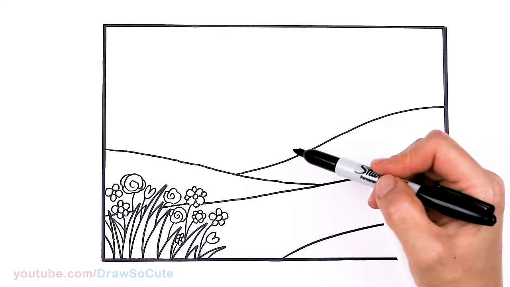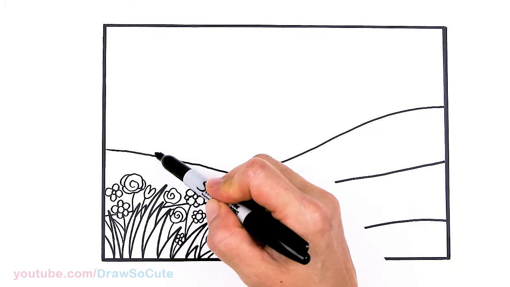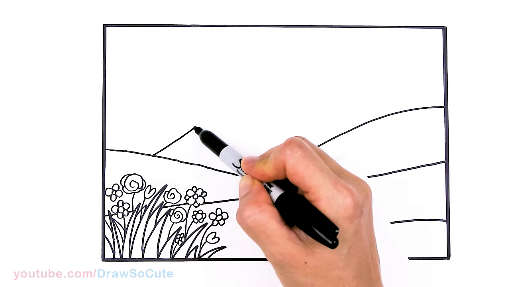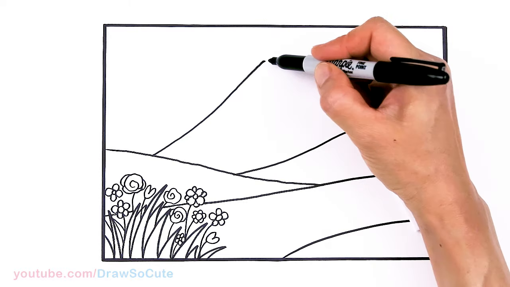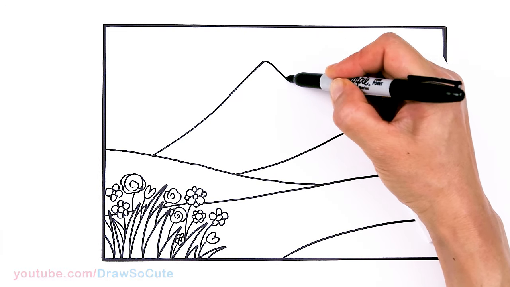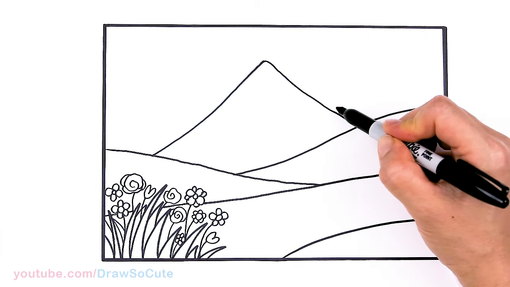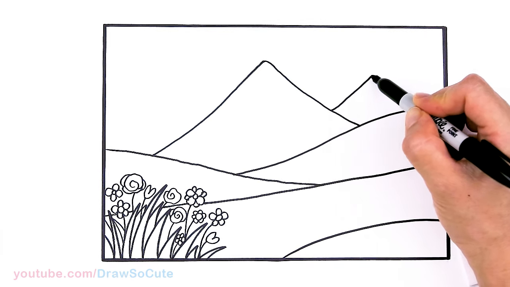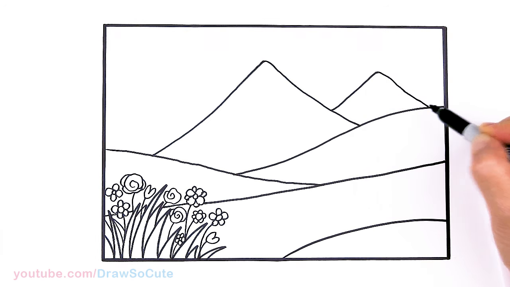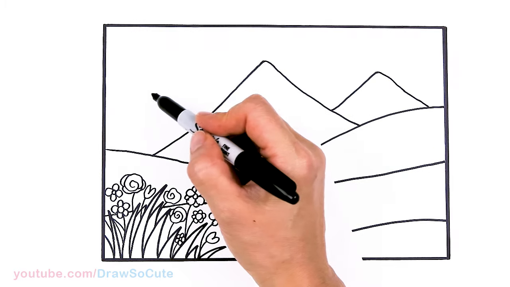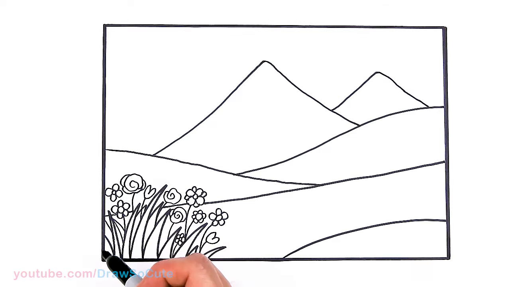Now I'm going to draw the mountain. So I'm going to come about right here, the main one, and I'll go up nice and high because this is my main mountain. About right there, I'll stop and bring it down. And I could draw another one here, smaller one. And maybe, we'll see. Maybe we'll add another one. We'll see, because I want to put a house right there.